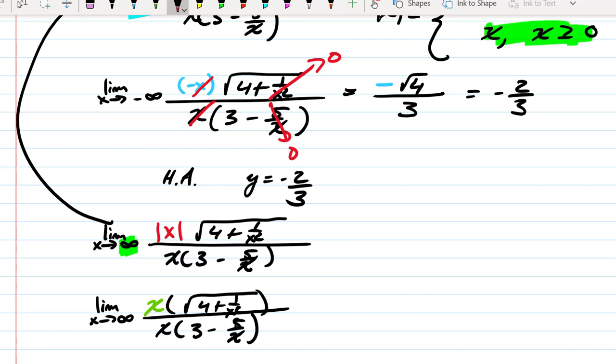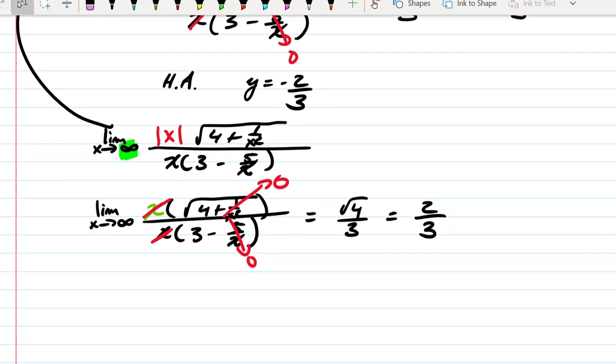And once again, our x's reduce out, and this goes to 0 and this goes to 0. So then our limit this time is the square root of 4 over 3, which is positive 2/3. So we have another horizontal asymptote, and this horizontal asymptote is at positive 2/3.